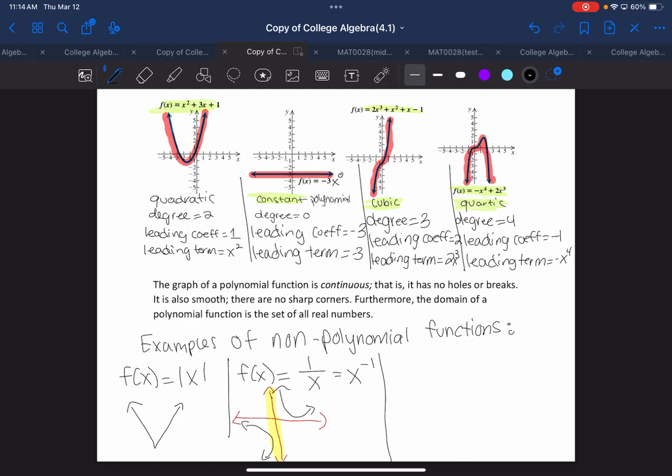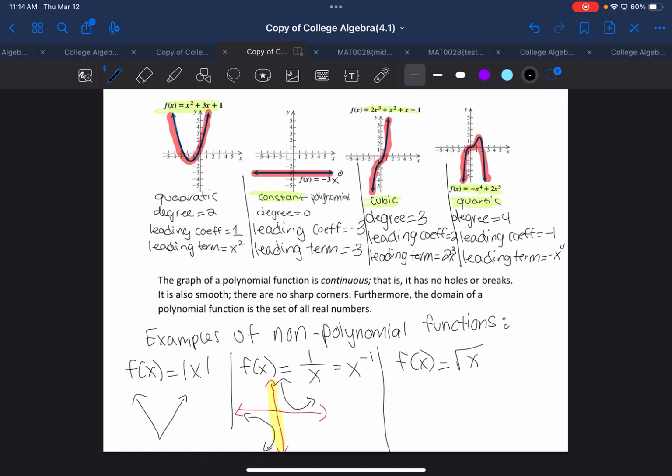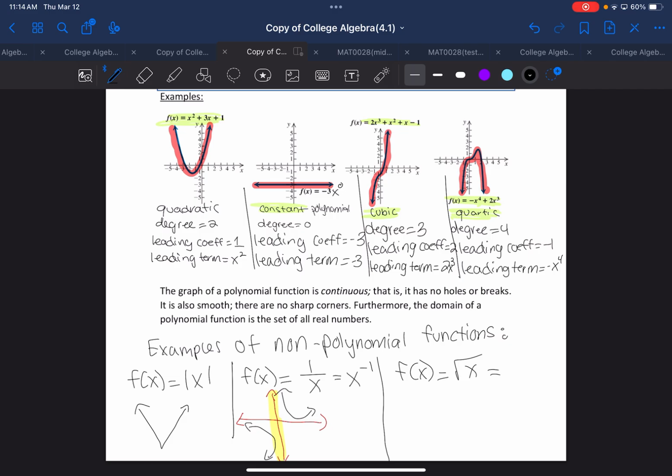Trying to think of another example. Anything with a radical will also not be a polynomial function. Because what's the exponent of this? X? No? Close.